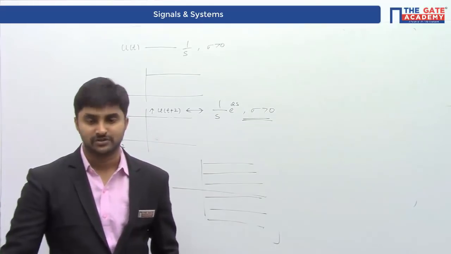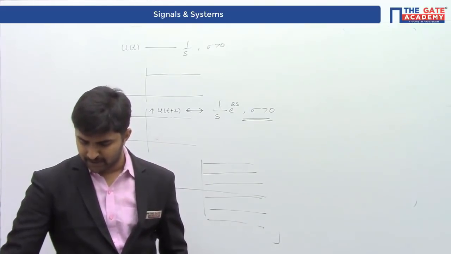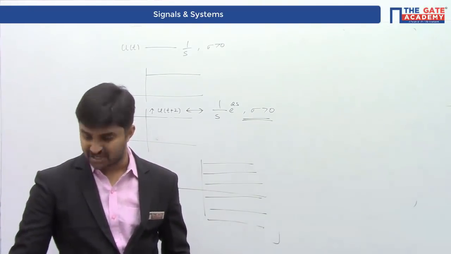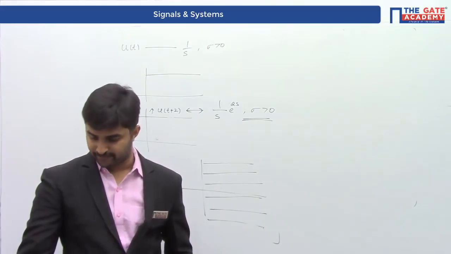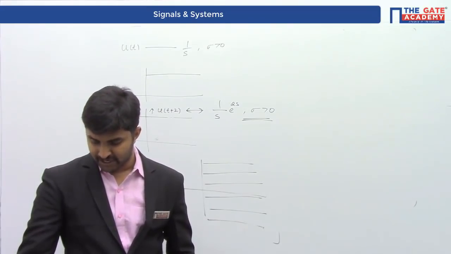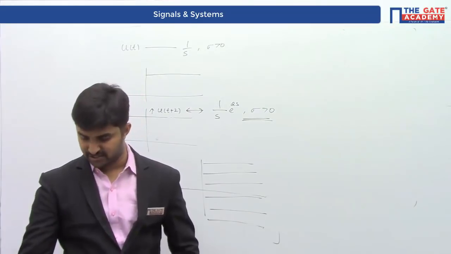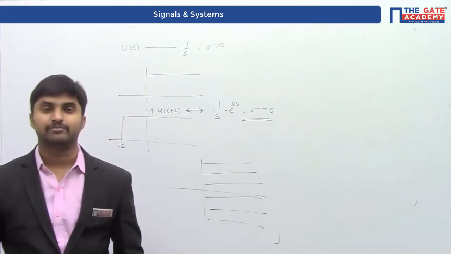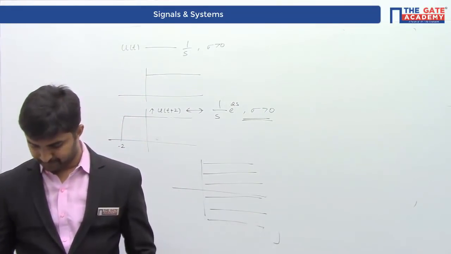Even the fourth statement is also false. What is the fourth part? For a system to be stable, all the poles must lie in the left half of sigma equal to 0, which is wrong. And even the fifth part is also false. So with this we complete the sixth part of the question.